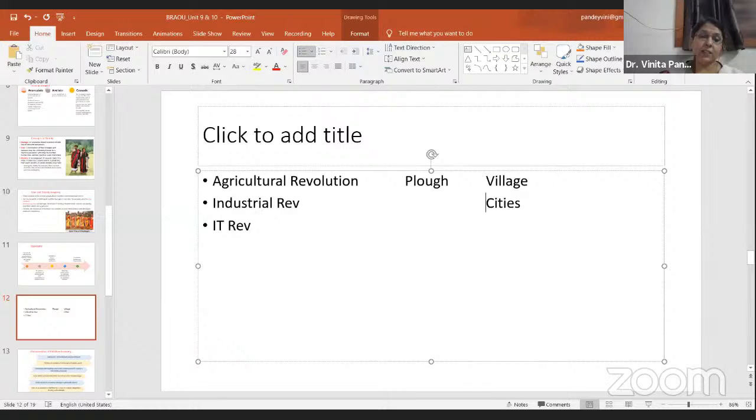So you can also ask me, does it mean that before the industrial revolution there were no cities? There were cities. They were pre-industrial cities. After the industrial revolution, when our economic system underwent a lot of change, we shifted to modern cities. And the IT revolution, you all know, my dear friends, we have entered into post-modern cities.